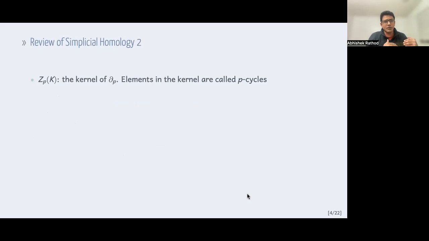So the kernel of this map partial p is called the pth cycle group of K, and it's denoted by Z subscript p of K. And the elements of this kernel are called the p-cycles of complex K. The image of the map partial p plus 1 is called the p-boundary group of complex K, and it's denoted by B subscript p of K. The elements of the boundary group are called p-boundaries.